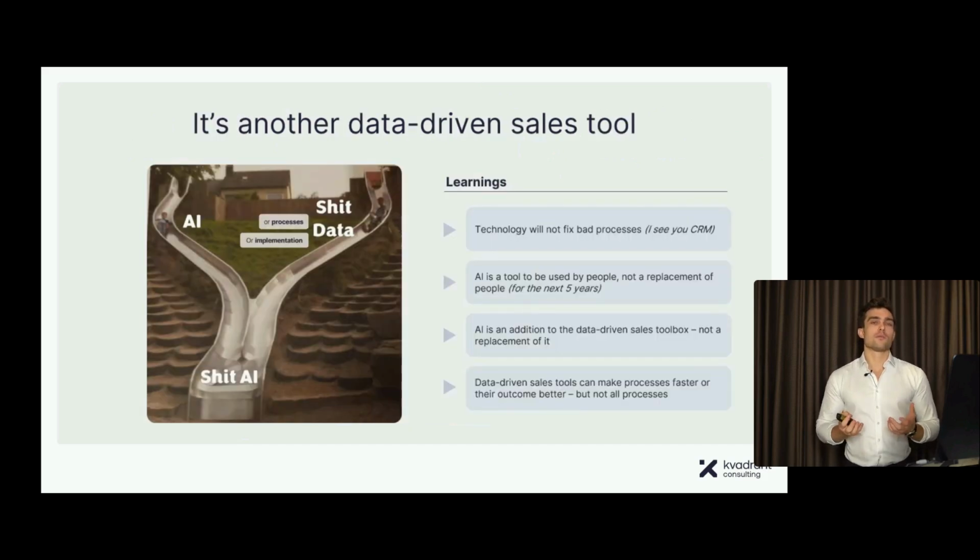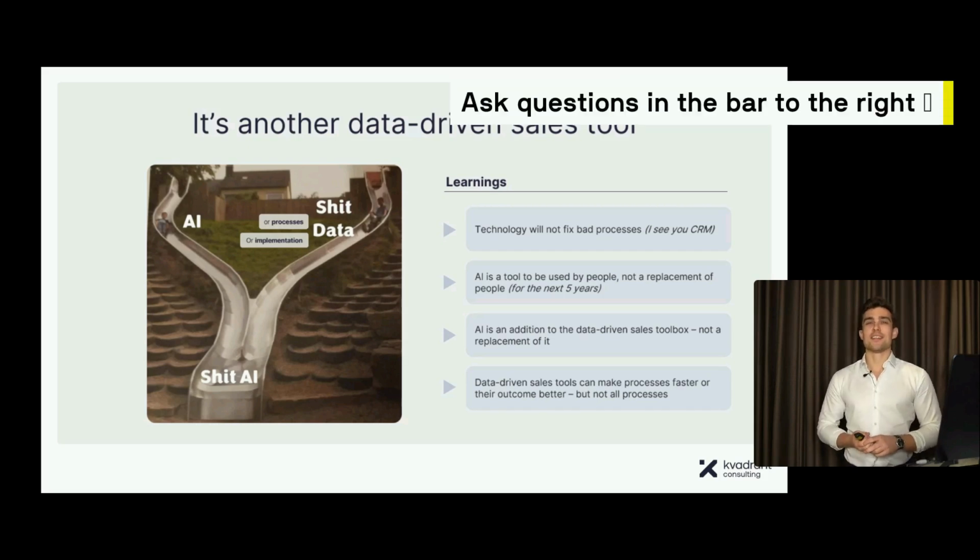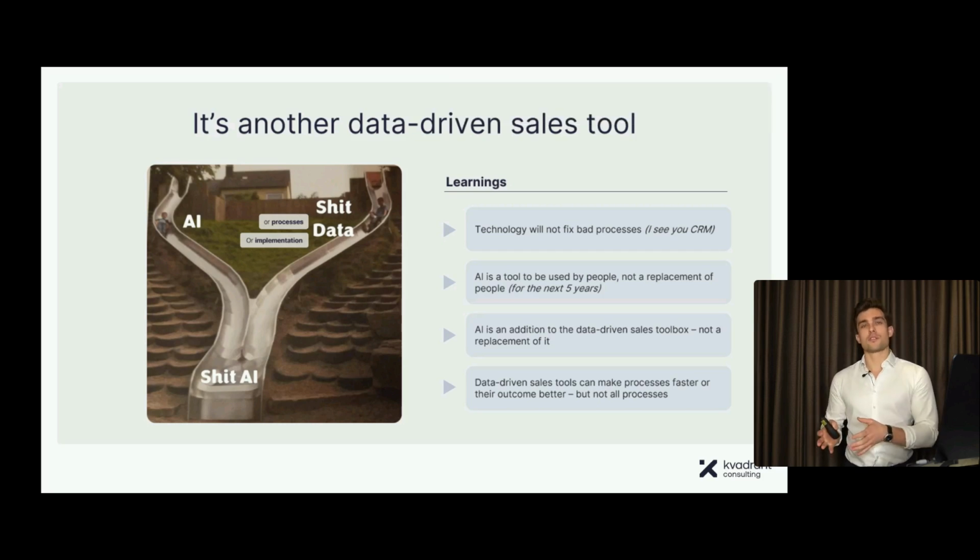Instead, we've gotten some pretty good learnings here. We've learned that technology is not going to fix a bad process. Maybe some of you have been involved in CRM implementations that didn't fix the sales process automatically. Again, unfortunately so, would be great. But the same is the case for AI. It's a new data-driven tool for the toolbox. It's not a complete replacement of the toolbox that we have.